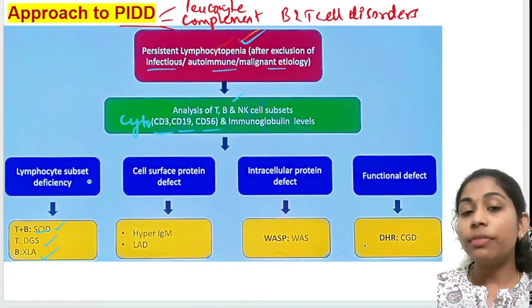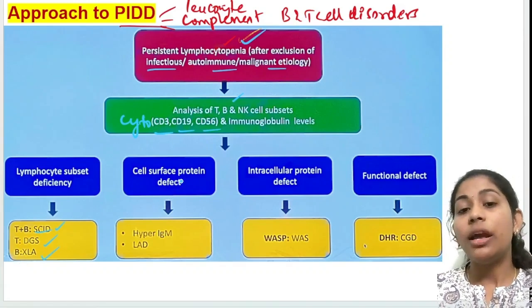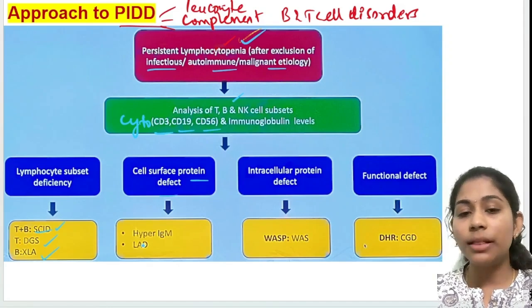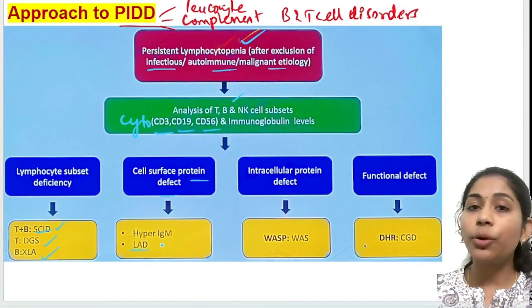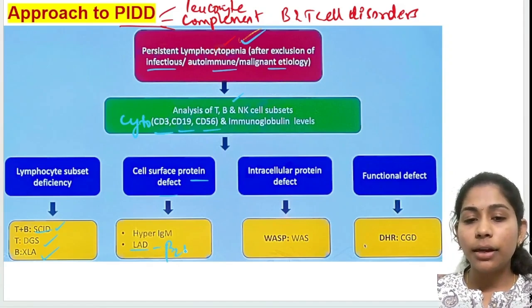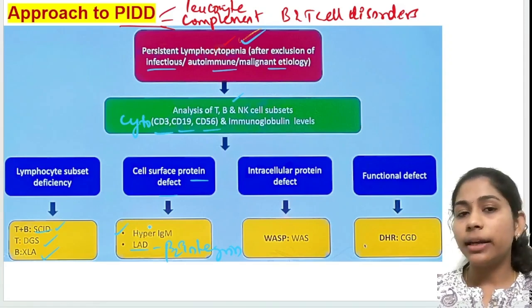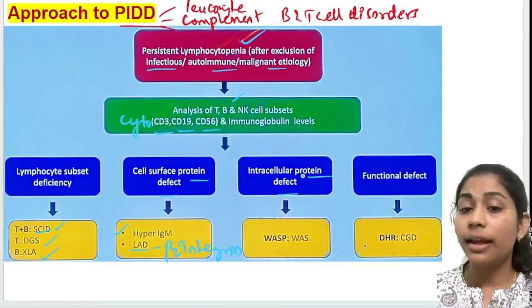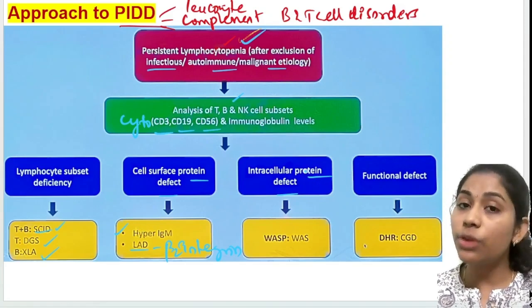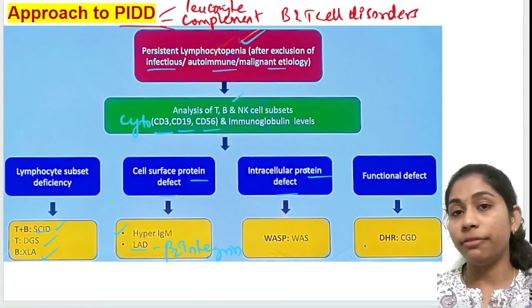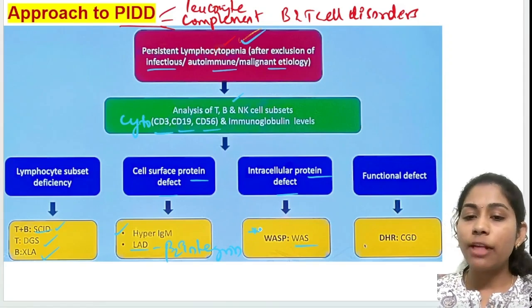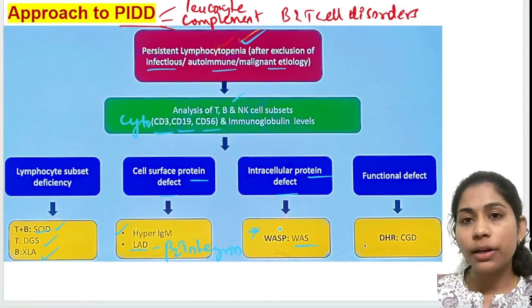Okay, if the lymphocyte subsets with these markers are defective, or if a cell surface protein is defective, like in leukocyte adhesion defects, what is the protein defective? In LAD, it is beta 2 integrin, correct? Yes, beta 2 integrin is defective. Hyper IgM disorders also we can detect by using flow. Then if there is an intracellular protein defect, where the protein is absent, flow is able to identify it. Okay, so Wiskott-Aldrich syndrome, WAS protein, if the protein is absent, we can detect Wiskott-Aldrich syndrome.